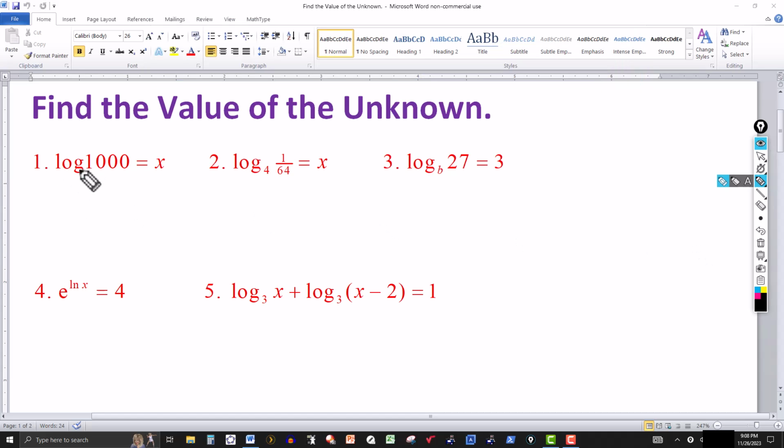So for the first one, we have the log of 1000 is equal to x. We want to find the value of x. This is to base 10. If there's no base indicated, it's always base 10.